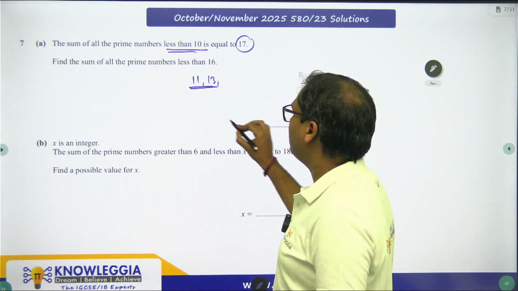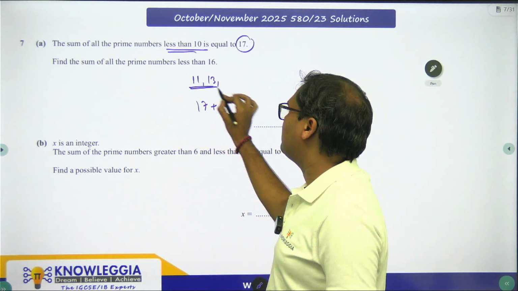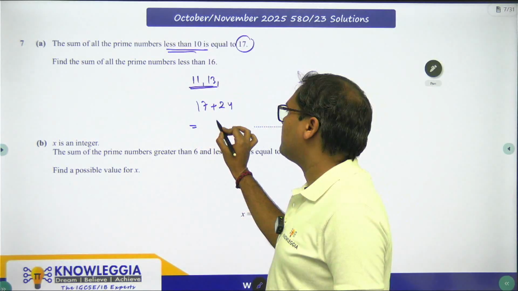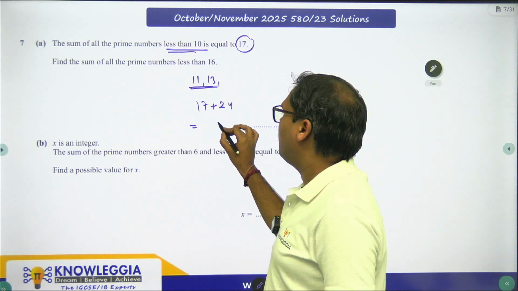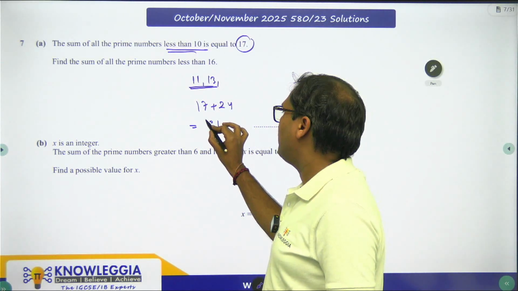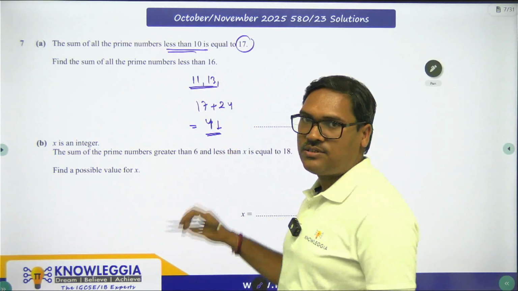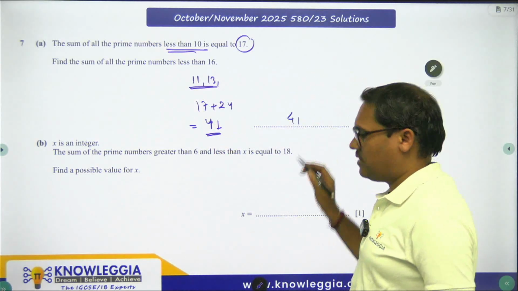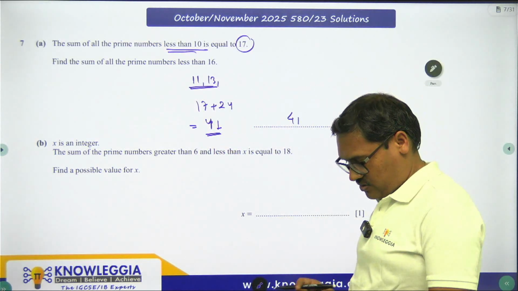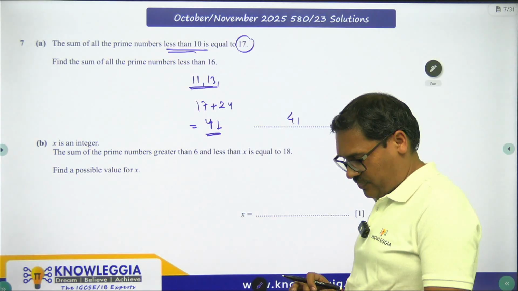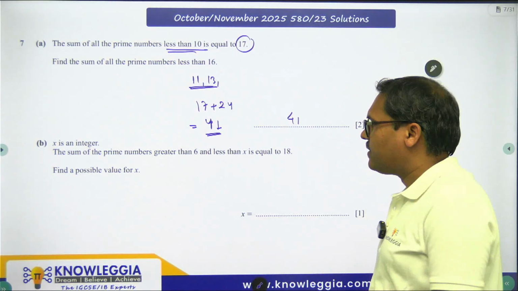So we'll just add this. What is this? This is 17 plus, you can see, this is 24. So what is the sum? This is equal to 1, 30, 41. So this is the answer. 41 is the value. So let's check the answer. I have the answer key. So let's check. 41 is the answer for this question.